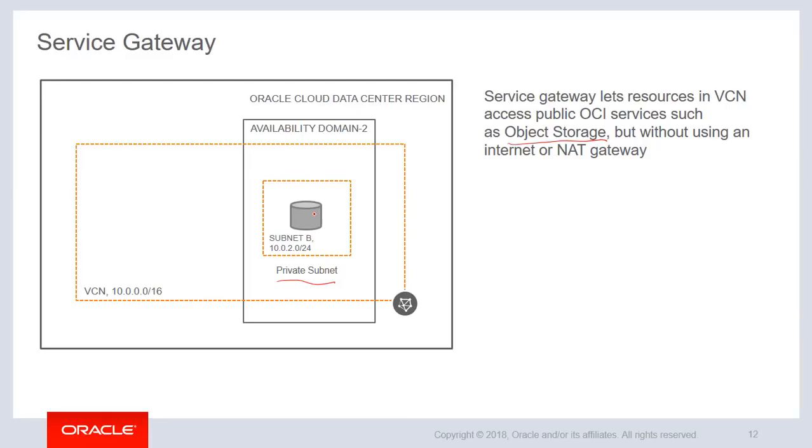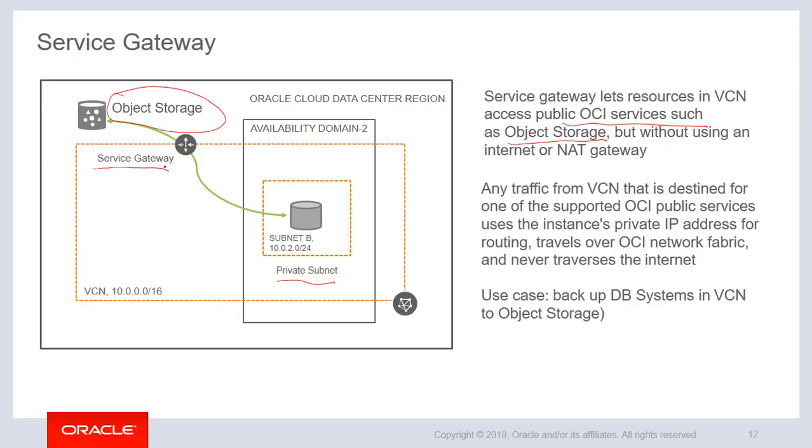So let's say this database wanted to access a public OCI service such as object storage, but didn't want to use an internet gateway or a NAT gateway. One option to use is called a service gateway. As you can see here, there is object storage which has a public endpoint, but to make this database reach the object storage, you could use something called a service gateway. So what does that mean? It means any traffic from the VCN that is designated to a supported OCI public service such as object storage uses the instance's private IP address for routing, travels over the OCI network fabric, and never traverses the internet.